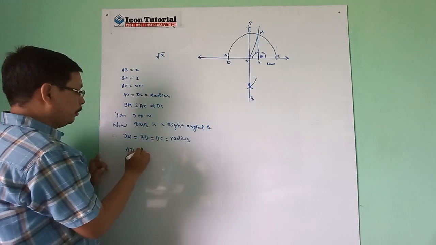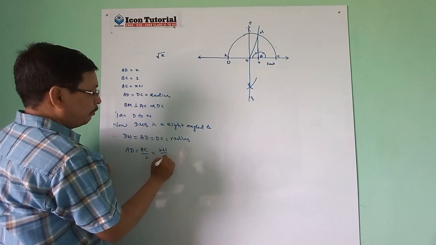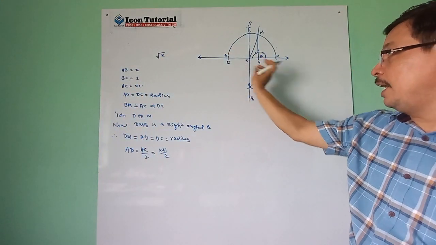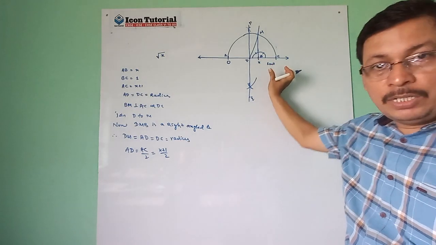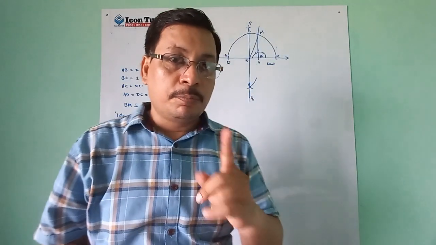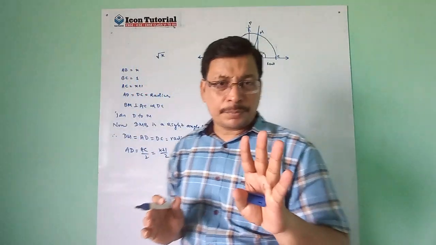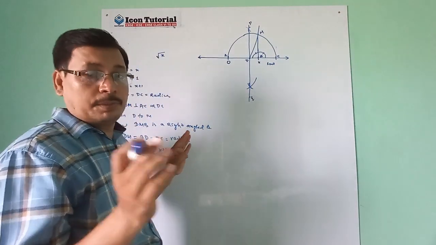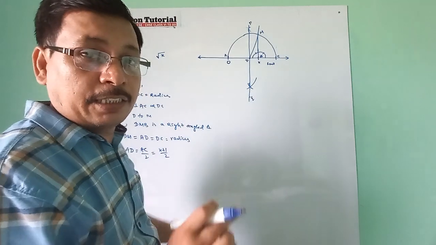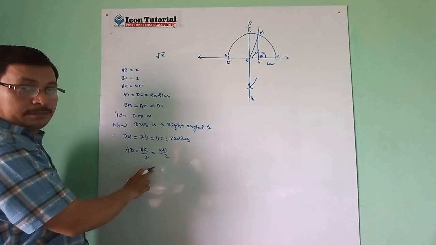Now AD is equal to AC by 2. AC is what? X plus 1 by 2. AC means X plus 1, since AB is X and BC is 1. Please try to understand step by step, and don't disturb yourself. Listen continuously, then you can understand. So AD is equal to AC by 2.